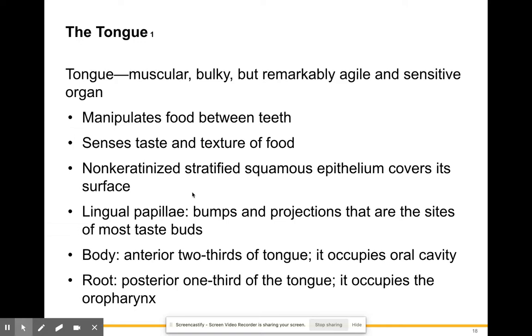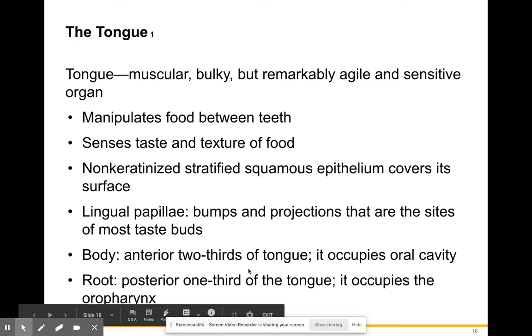You have non-keratinized stratified squamous epithelium covering the surface of your tongue, and you have something called lingual papillae. Lingual papillae are these little bumps and projections on your tongue that hold your taste buds. So those lingual papillae hold your taste buds on your tongue.